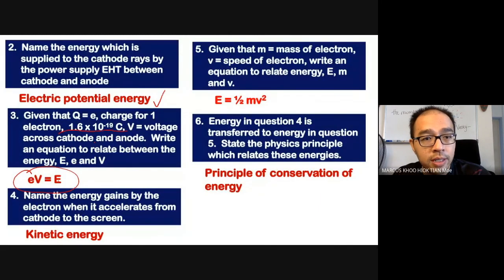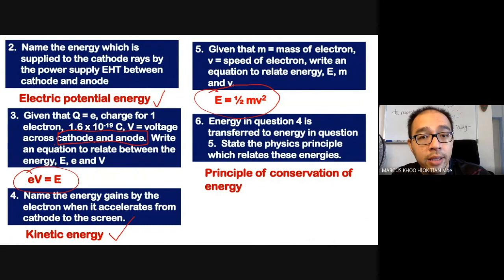Okay, take note of this. Ini adalah voltan antara cathode dengan anode. Name the energy it gains by the electron when it accelerates from the cathode to the screen. It will be kinetic energy. And we know that kinetic energy formula is E equals to half mv squared.